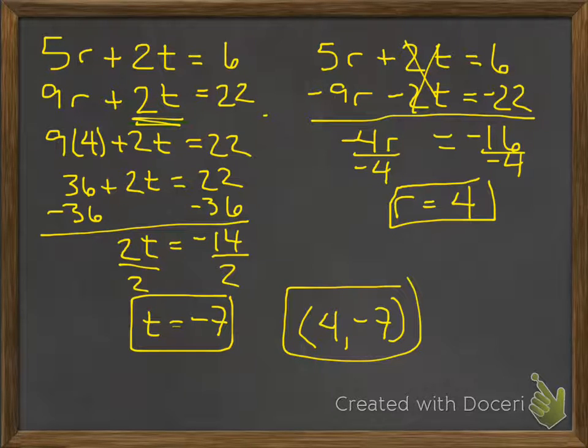Again, the main point here is they have to be opposites: one positive, one negative, and they have to be the same number. Okay, so let's look at the next example.